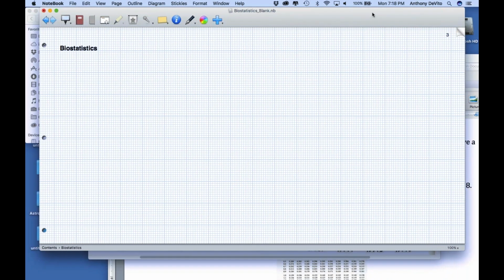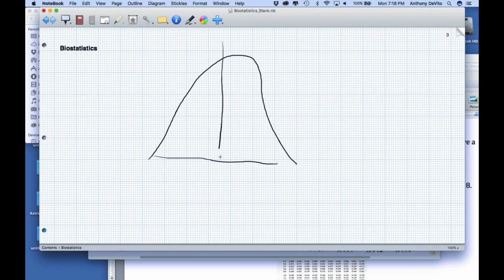Let's say I've got a population here, and this population has a cholesterol. The average cholesterol for this population is 135, with a standard deviation of 5. I'm going to make up a relatively small number.